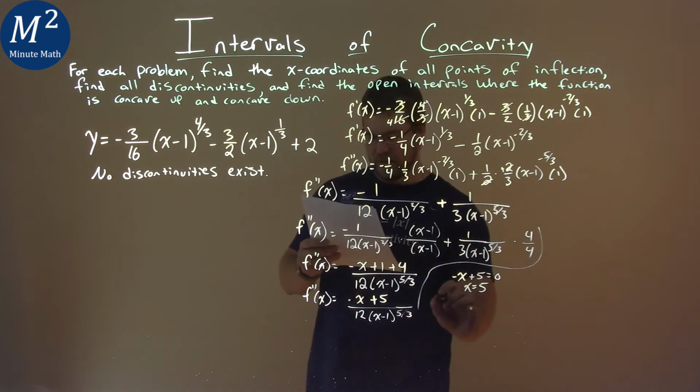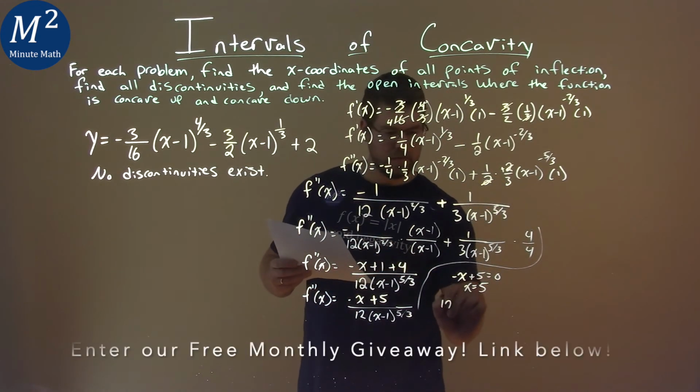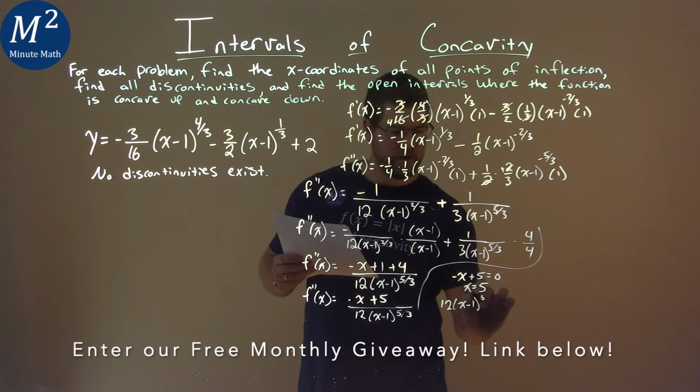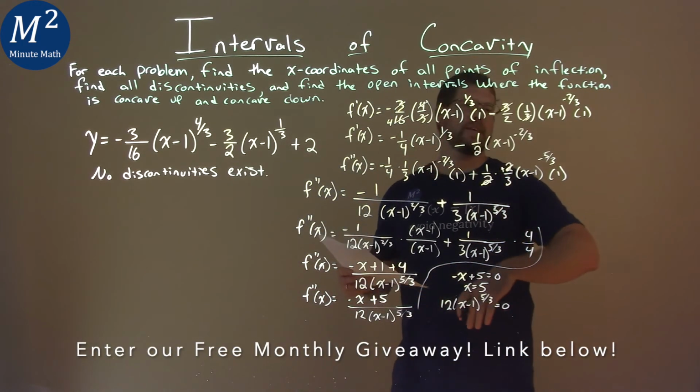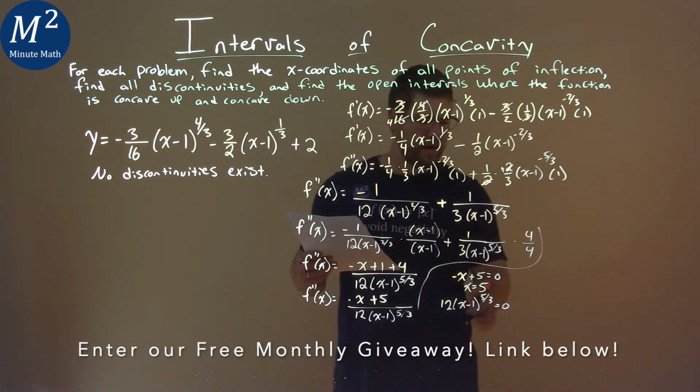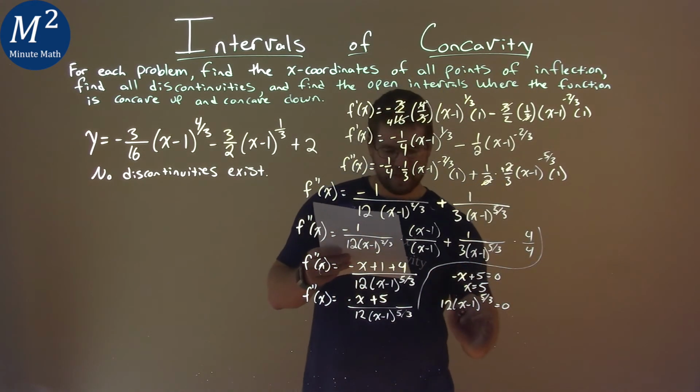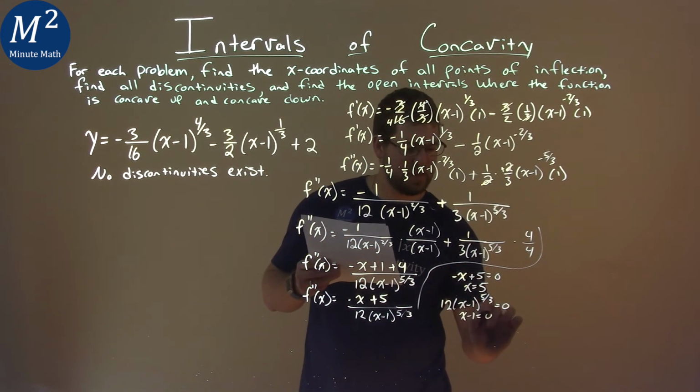Same thing, I'm going to set 12 times (x minus 1) to the 5/3 power equal to 0. Divide both sides by 12, take the power of both sides to the 3/5 power, it's just 0 here, and we're left with just x minus 1 equals 0, and x equals a positive 1.